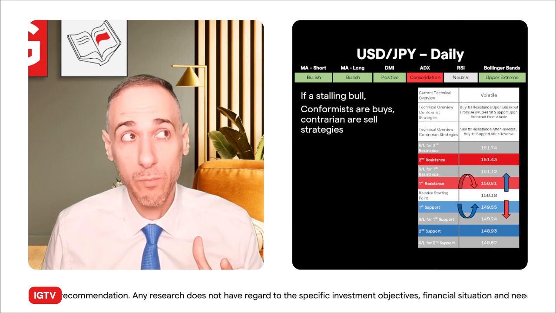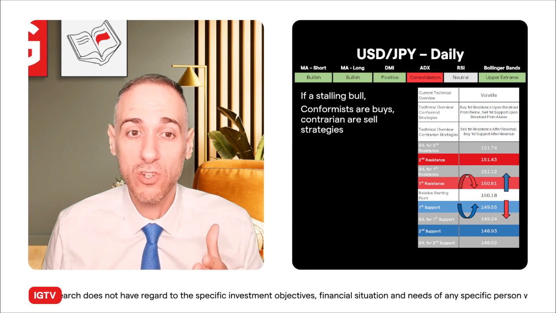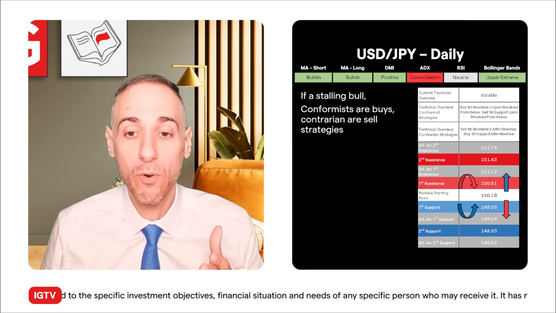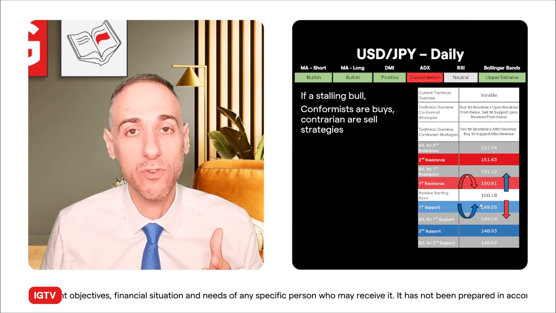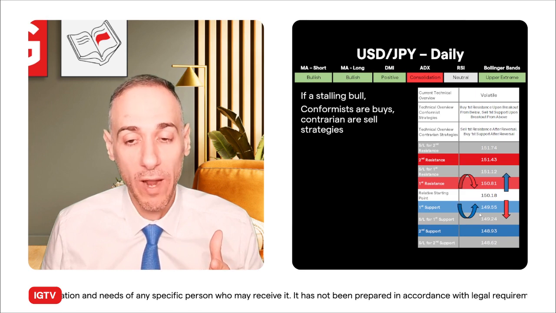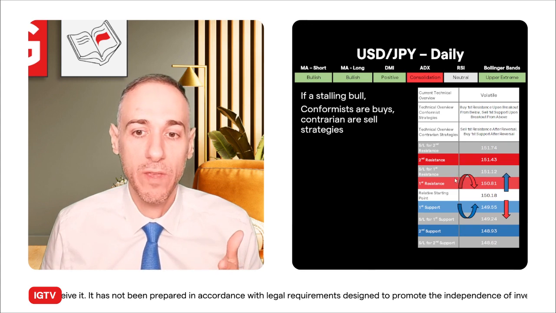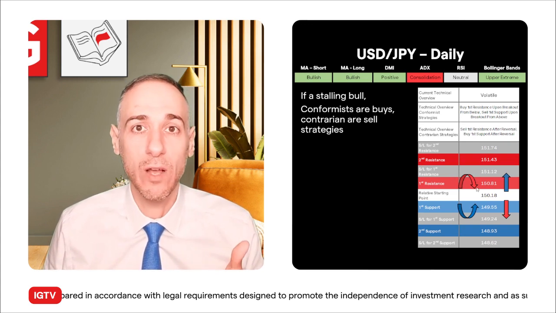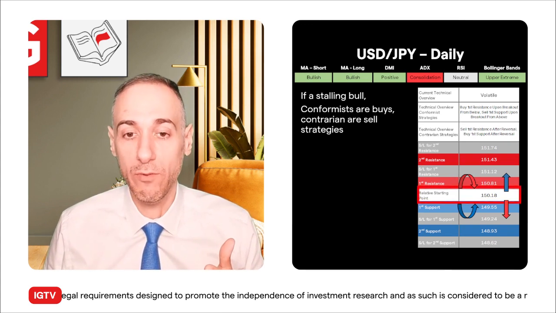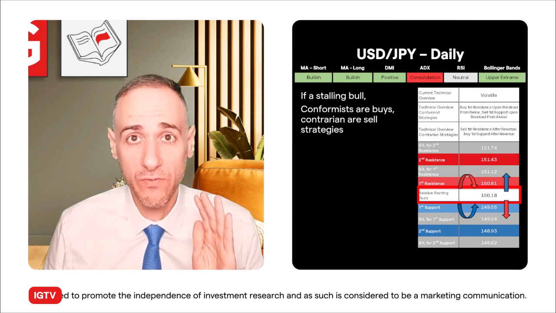But if you are for a stalling bull or something bullish, that means conformance strategies are going to be buys, contrarians are going to be sells. Buys as in buying after the first support, buying at the first support after reversal, or going for a buy breakout, whereas contrarian would be selling after a reversal off the first resistance, or even a sell breakout strategy off the first support level.